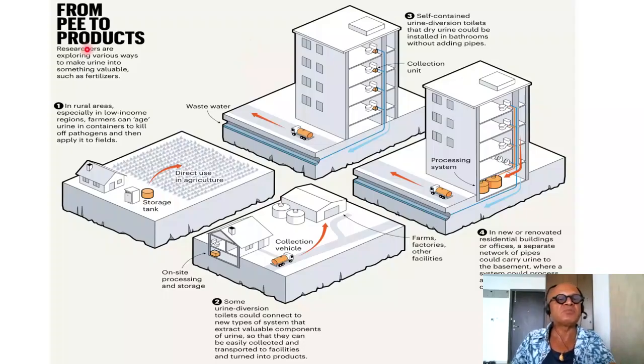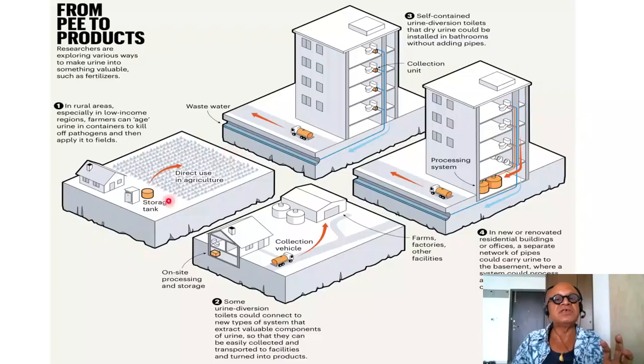So here is a little bit more detail. From P to products, researchers are exploring various ways to make urine into something valuable, such as fertilizers. So here are some examples. In rural areas, especially in low-income regions, farmers can age urine in containers to kill off pathogens and then apply it to fields, which is similar to composting feces, human waste, into fertilizer. So here's a storage tank.